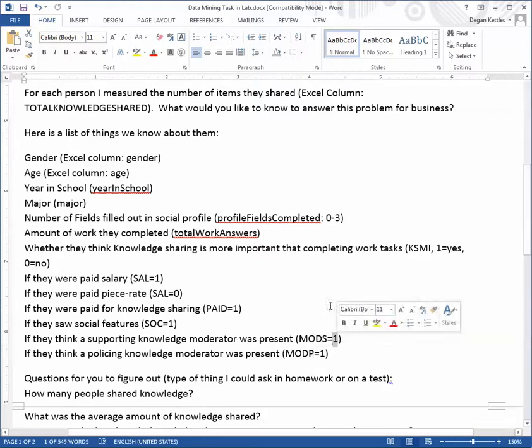A 1 means they were present and a 0 means they were not present. So the idea being, again, with these last ones, if people were told that somebody's going to be looking over their shoulder, watching their contributions, did that make them more likely to share knowledge or less likely? So you get data then that has lots of columns in the real world, and they have meaning.